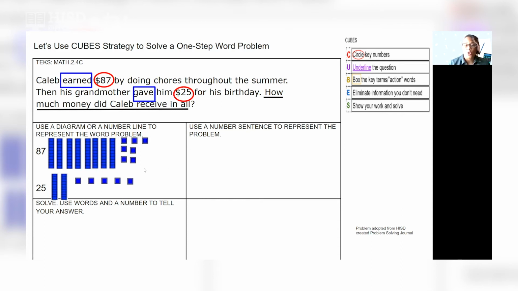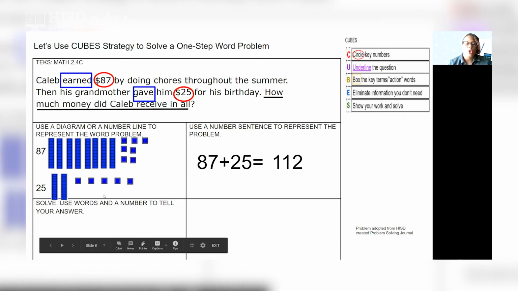If you added it on your paper and you wrote it down, you would have started with your ones column first. But since Ms. Ward just counted all of the 10 frames, I add all of the 10s first and then my ones. So my answer was 112. Did you get that for your answer? Give your brains a kiss. So my number sentence says 87 plus 25 equals 112.